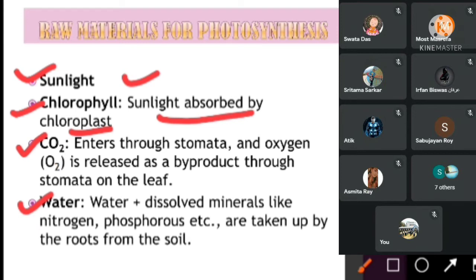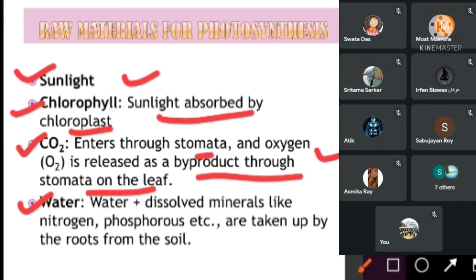CO2 enters through stomata. Stomata means the opening which is present on the outer side of the leaf. Through this stomata, the carbon dioxide will come inside the leaf of the plant, and oxygen is released as the byproduct through stomata on the leaf. Means after photosynthesis, when oxygen is produced, this oxygen will also be released through the stomata.